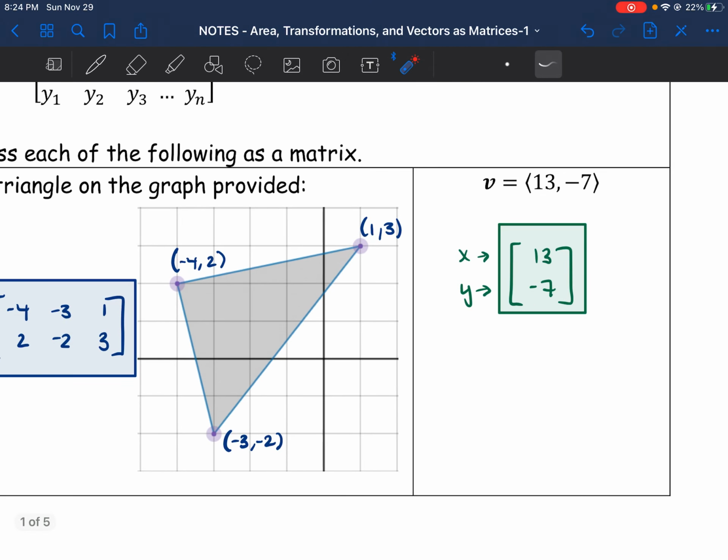And then lastly, let's represent the vector with a horizontal component of 13 and a vertical component of negative 7 as a matrix. Here's our horizontal component x, here's our vertical component y, and we have a 2x1 matrix there.